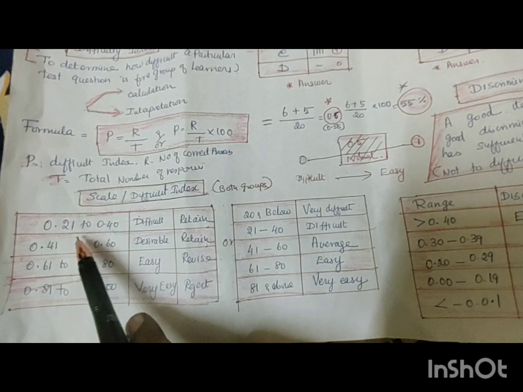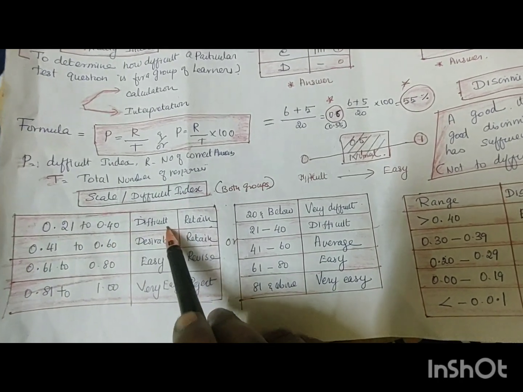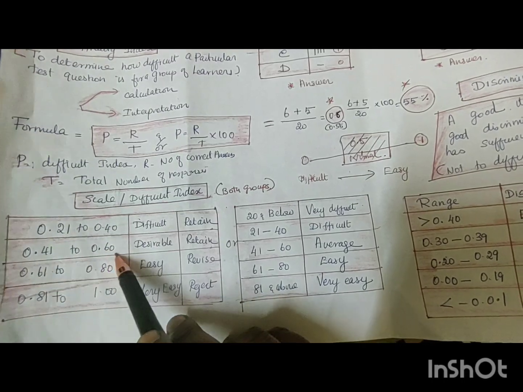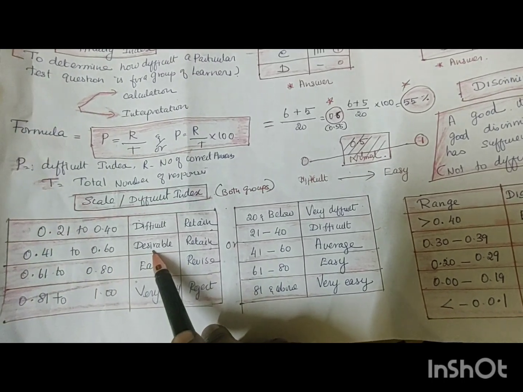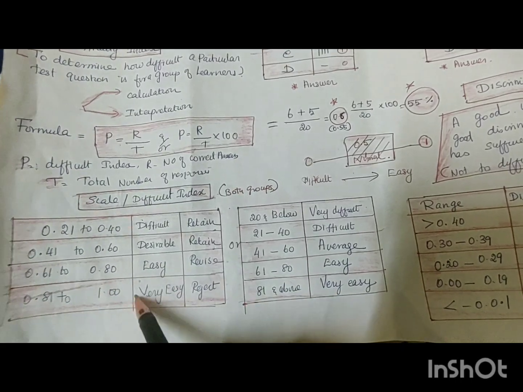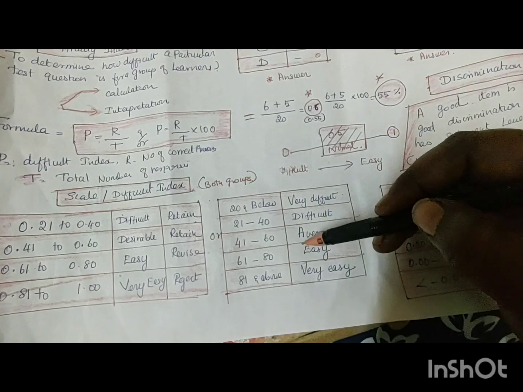If it is coming below 0.2, it is too difficult. From 0.2 to 0.4, it is difficult. You can retain. Up to 0.4 to 0.6, again you can retain because it is desirable. 0.6 to 0.8 is too easy. 0.8 to 1.0 is very easy. If you multiply by 100, you can find the percentage.